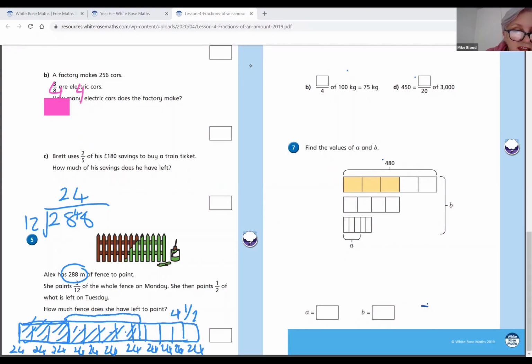So what she's got left is 4.5 bars. If one bar is worth 24, she's got 4 times 24, because that's what one of the bars is worth. 4 times 20 is 80, 4 4s are 16, so that's 96. And then she's got another half a bar. A half of 24 is 12, and she's got 108.